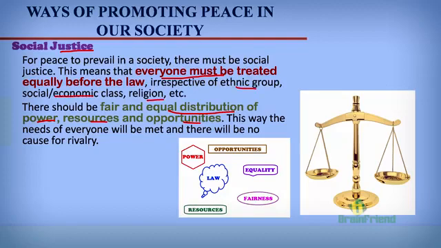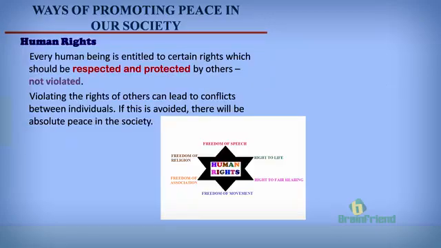And when we have fair and equal distribution of resources in a country or a society, equal distribution of power, equal distribution of opportunities, then people can live peacefully because no one feels cheated. If some people are being cheated when it comes to distribution of resources, of course they would want to fight for themselves. But when everybody is treated fairly, there will be no need for war because there is no cause for rivalry. And the third way through which we can promote peace in society is human rights.